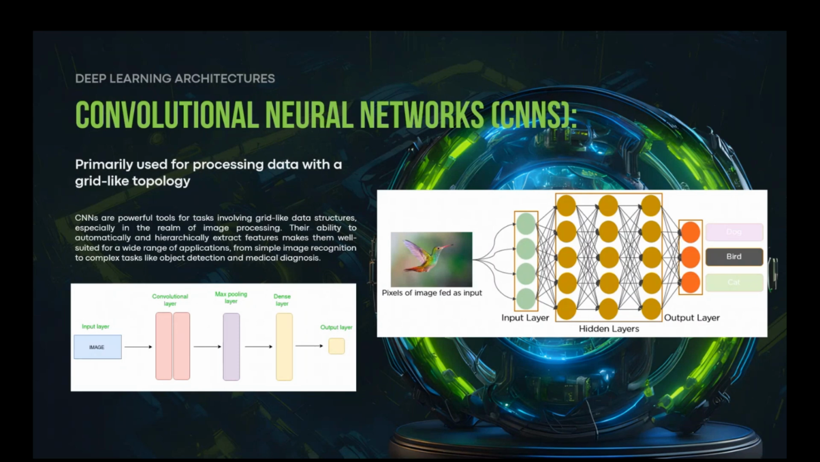When we talk about medical imaging, CNNs are applied to identify anomalies such as tumors in X-rays, MRIs, or CT scans. The network can learn to recognize patterns associated with different types of tissues and abnormalities. So this is about CNN, the convolutional neural network.